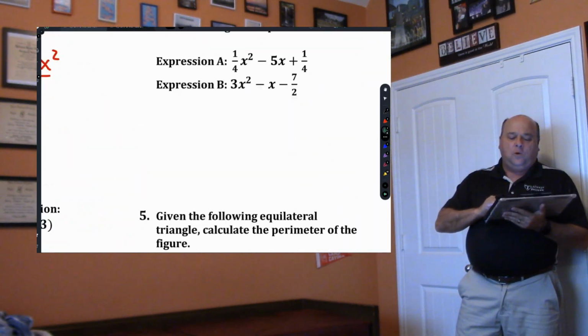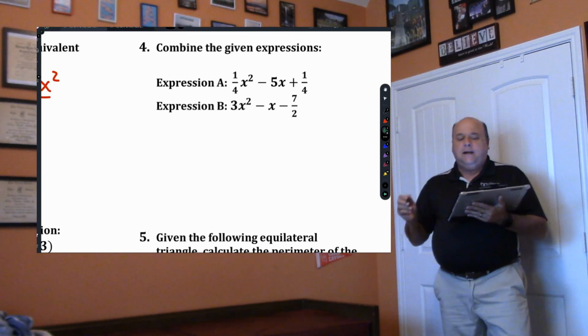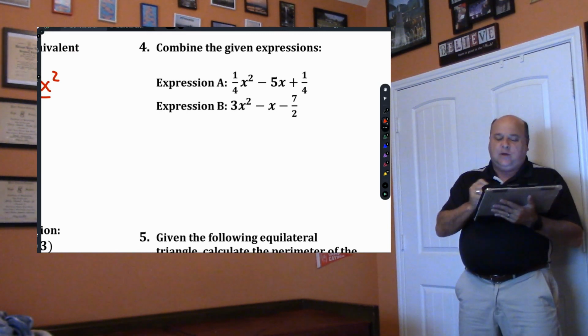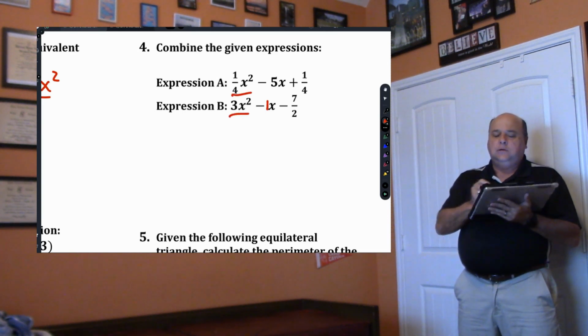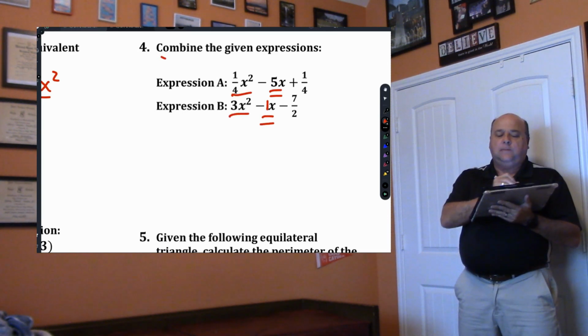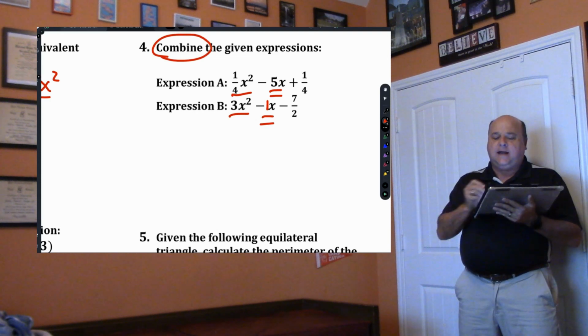Keep going. Number 4. Right here, you're just going to type this in, and I would put a 1 in front of that x. These are my single underlines, my double underlines. We're going to combine them, right? If it says combine, you're going to add. This is my triple underlines.